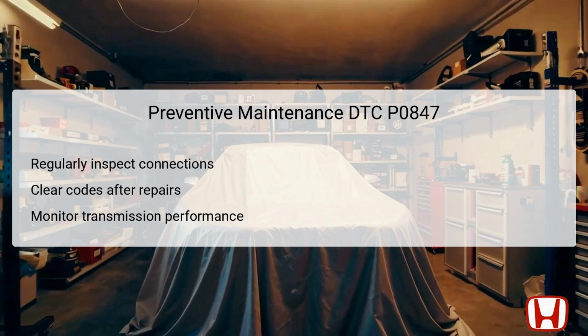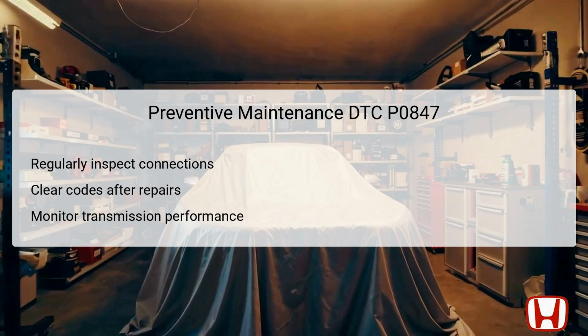Preventive maintenance plays a vital role in mitigating issues like DTC P0847 from reappearing. One effective strategy entails regularly inspecting all electrical connections associated with the transmission fluid pressure switch, which can help to identify any potential corrosion or looseness. Developing a habit of clearing codes after repairs ensures that any subsequent diagnostics accurately reflect the current state of the vehicle.